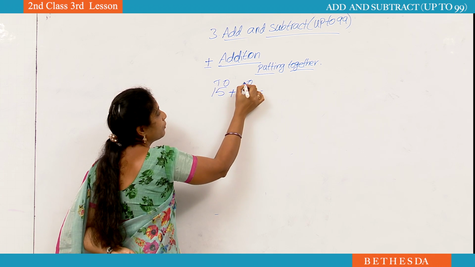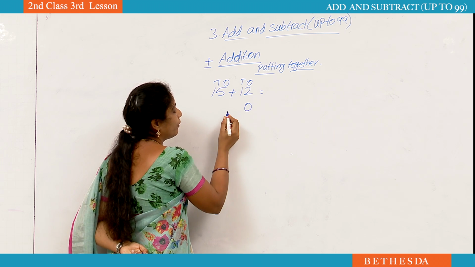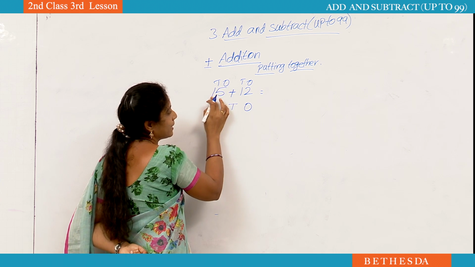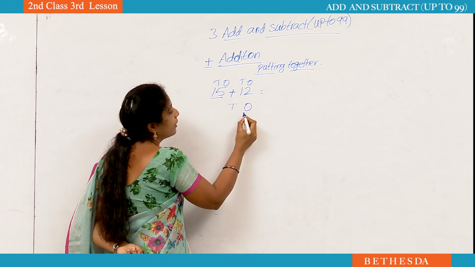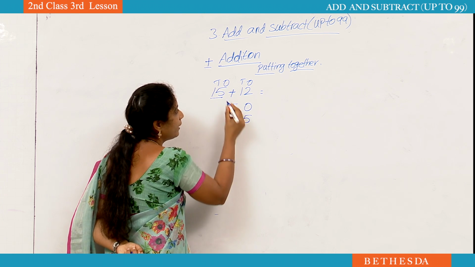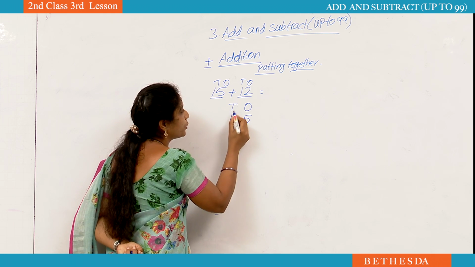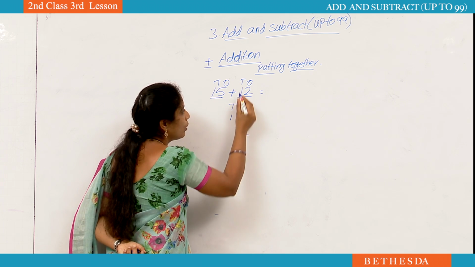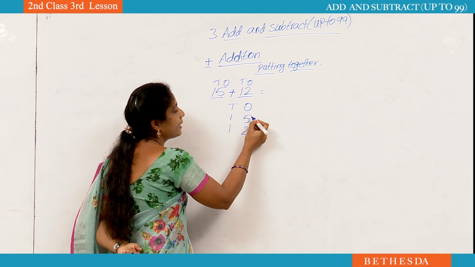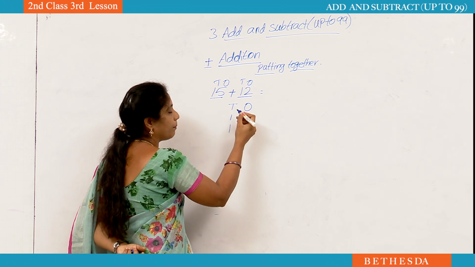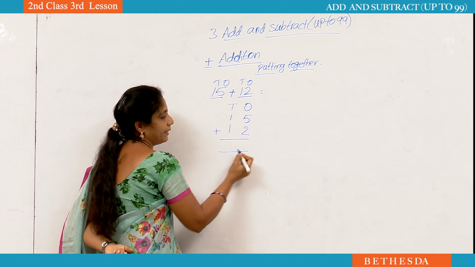Now this addition fact we have to arrange into column method. How to arrange? First we have to write the place values: ones, tens. Now we have to take the first number. What is the first number? 15. In 15, the ones place number is 5, the tens place number is 1. The next number is 12. The second number we arrange below. In 12, the ones place number is 2, the tens place number is 1. While arranging in column method, ones place numbers go exactly below ones place, tens place numbers below tens place, and then we do addition.